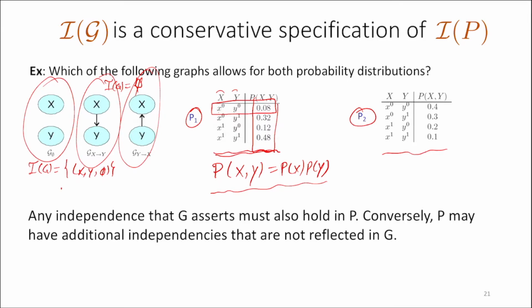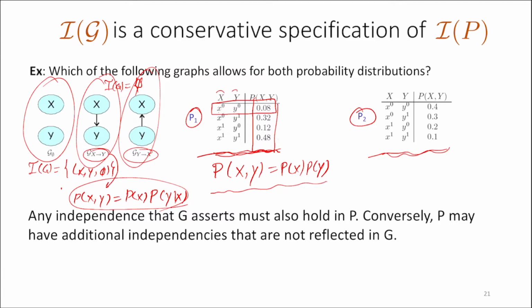If I, for example, want to write the factorization of this graph, it becomes p(x, y) equals p(x) p(y given x). In fact, this factorization can represent any joint probability distribution between x and y. So this graph doesn't tell me anything. This graph and this graph can represent both of these probability distributions.